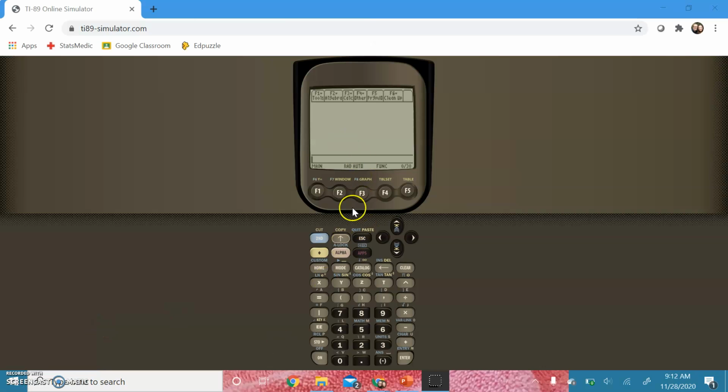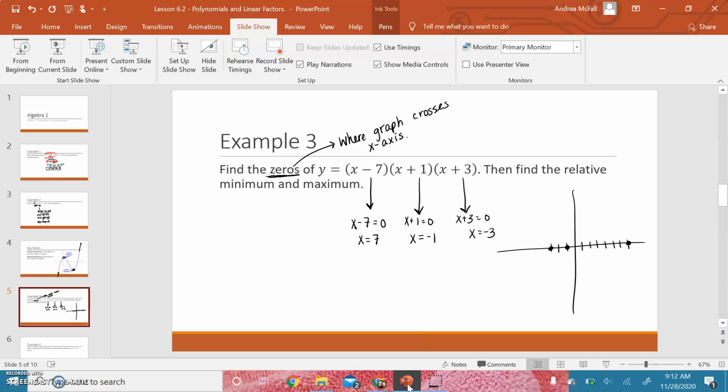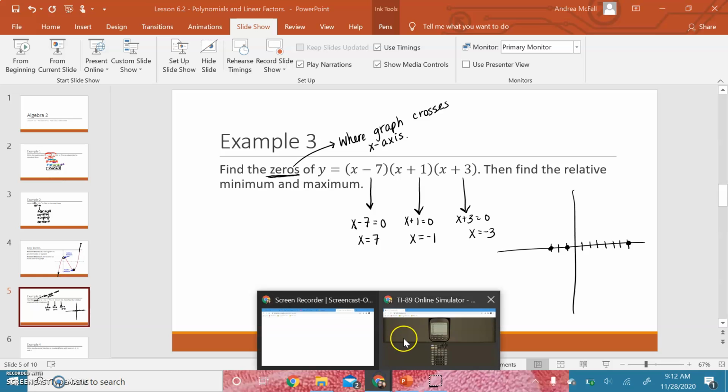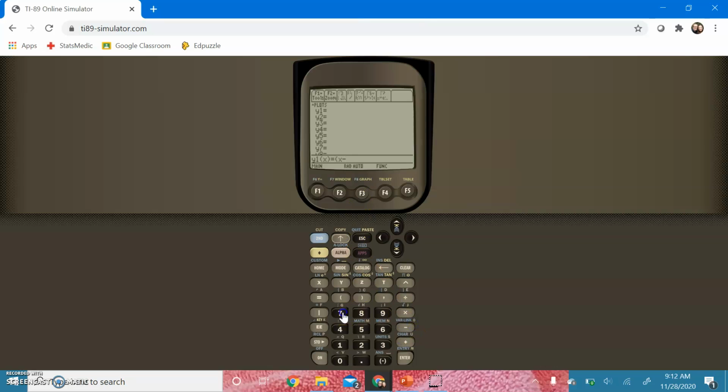All right, so I have my handy dandy calculator out, and I'm going to go to this y equals button. So second, y equals, and then I'm going to type in my function. I do not have to change it to standard form. I can leave it in factored form, and that's pretty exciting to me. I'm going to do x minus 7, x plus 1, and x plus 3. Enter. And there it gives me my equation.